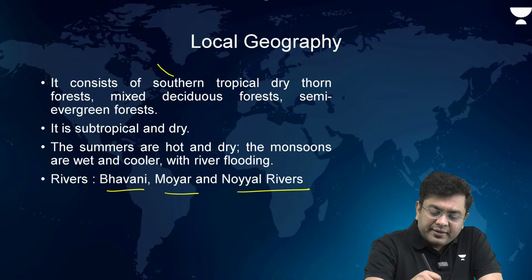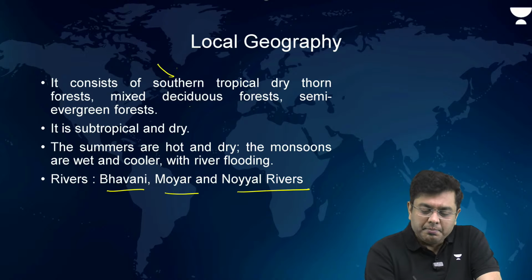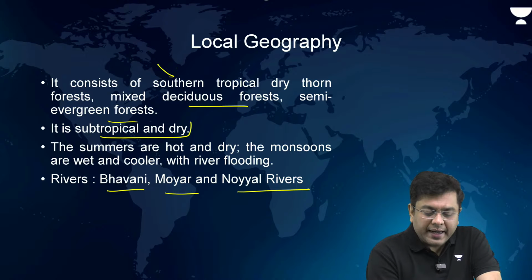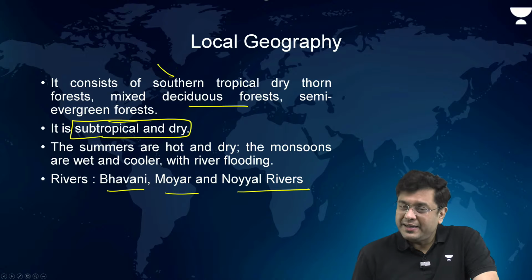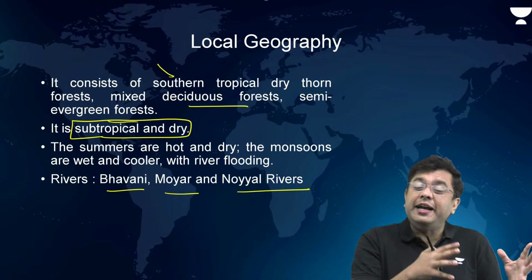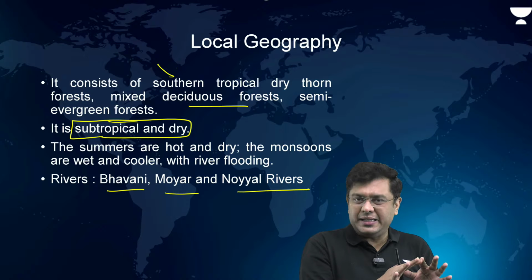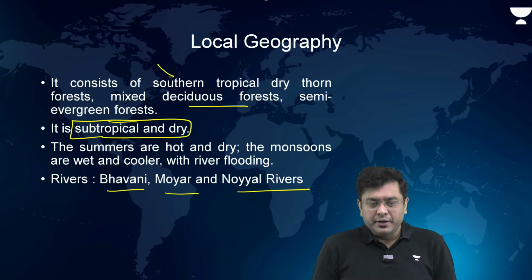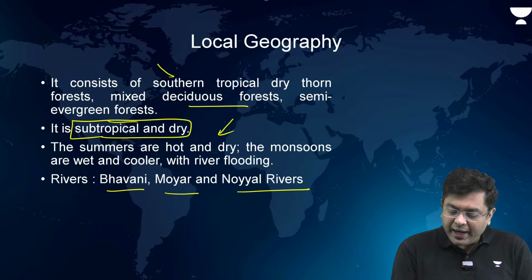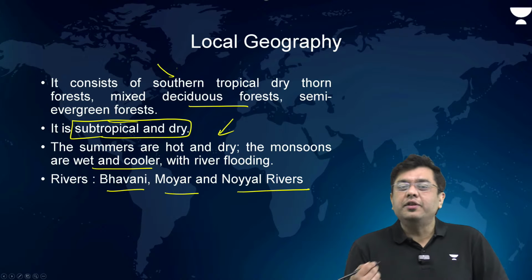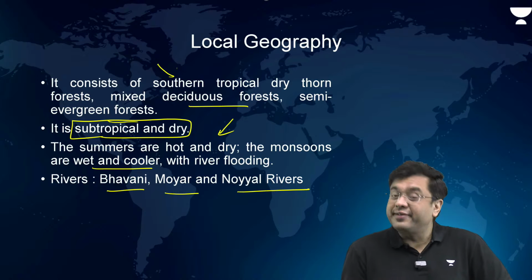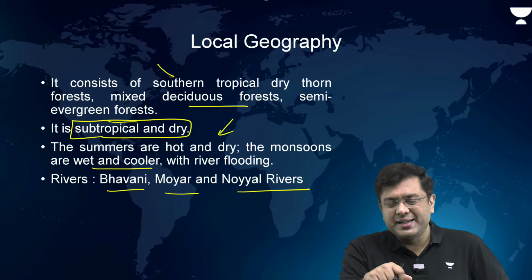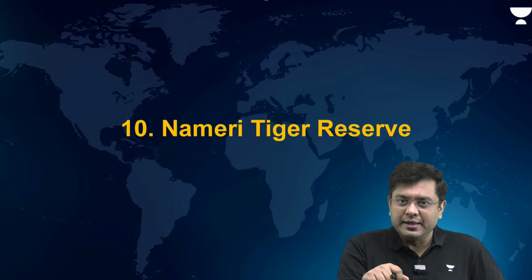Now, it consists of southern tropical dry thorn forest, mixed deciduous forest, semi-evergreen forest as well. It is subtropical and dry. Right? Because the advancing monsoons, they don't bring much of a rainfall in this region. Some of the retreating as well as the northeastern monsoon, they bring rainfall. Summers are hot and dry, monsoons are wet and cooler with rivers which are flooding. So that is why on the sides of the river, you will also find lot of forested regions. So the riparian forest, that is also to be found in large numbers.